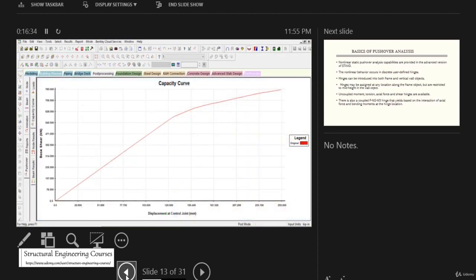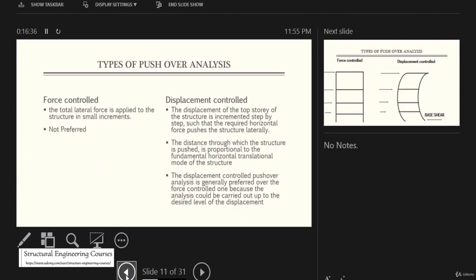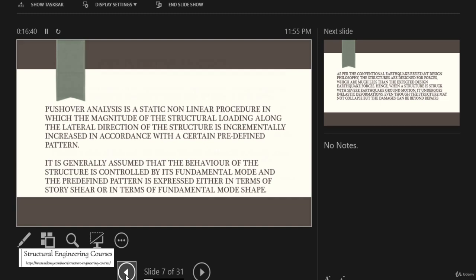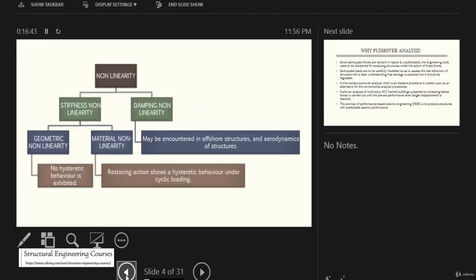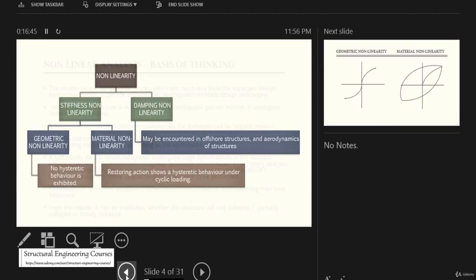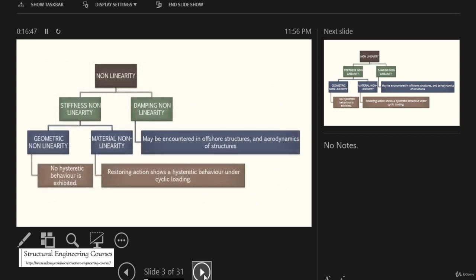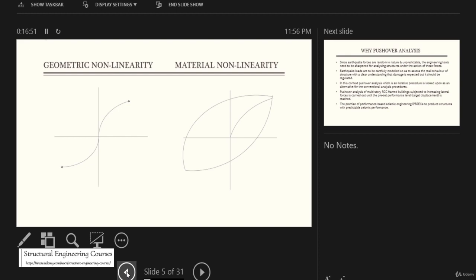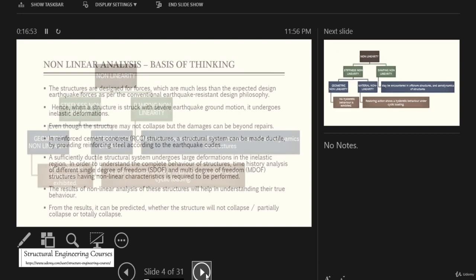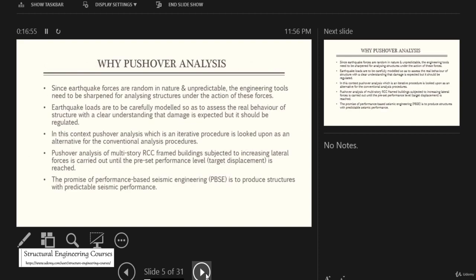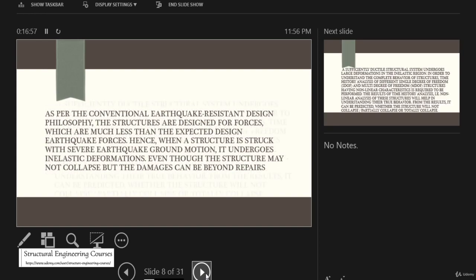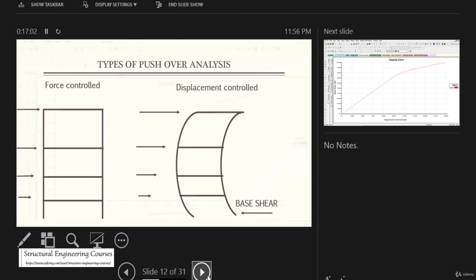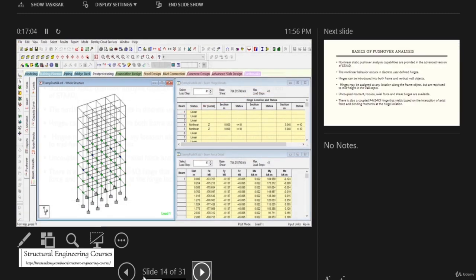the various slides, STAAD offers us very limited options to do the pushover analysis. It only offers us the option to do the pushover analysis of steel framed structures. It does not offer us an option to do the pushover analysis for RCC frame structures. So you studied various types of non-linearity, what hysteresis curves are, what exactly we mean by pushover analysis, what the advantages of doing pushover analysis are, what the types of pushover analysis are, and what the capacity curve is.